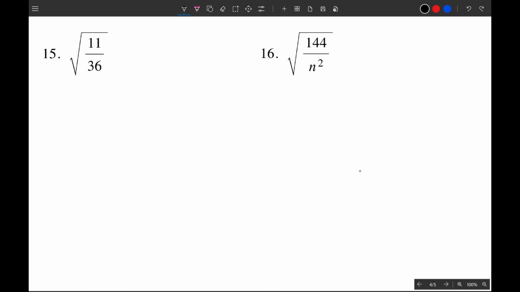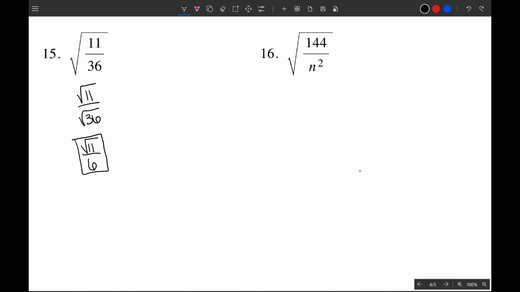All right, number 15, I'm going to do the square root of 11 over the square root of 36. I see that that bottom square root of 36 is a perfect square. So I'm going to go ahead and take care of that. So I have square root of 11 over 6. Now 11 is a prime number, so we can't reduce the square root of 11. So we will leave it as is.